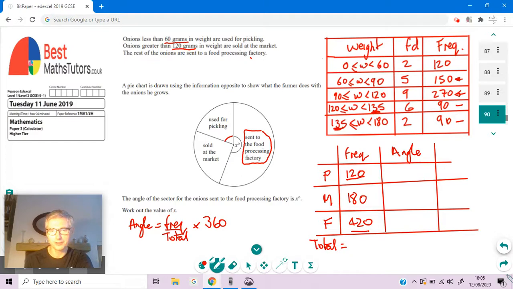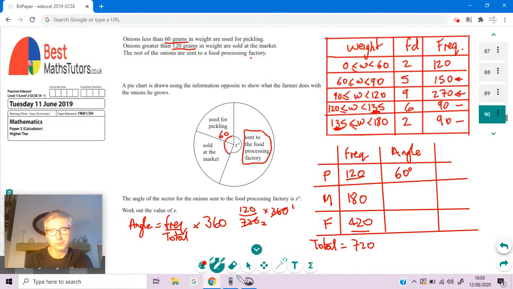So if we do that for the first group, then what we'd have is 120 over the total, which is 720, and times by 360. And we can just do that on the calculator, or we could cancel this fraction. So we could say that would give us 2 on the bottom, 1 on the top. So we get 120 divided by 2. So that would tell us that the angle for those used for pickling would be 60 degrees. So that means this angle here is 60.